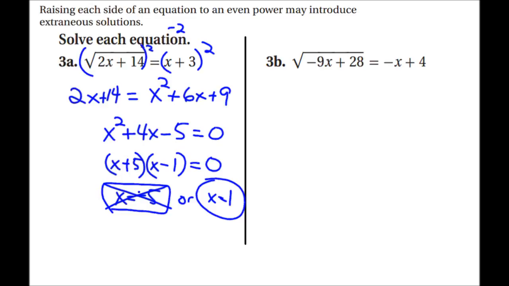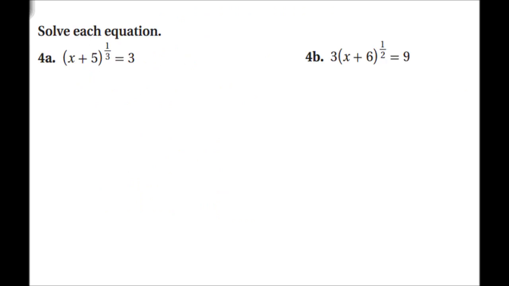For 3b, I'll tell you the answers are negative 4 and 3. So if you want to work through that, you can. Make sure that you get the idea. Now, there's really nothing different about these two examples, other than the fact that we wrote them in exponential form instead of in radical form. But other than that, treat it the same way.